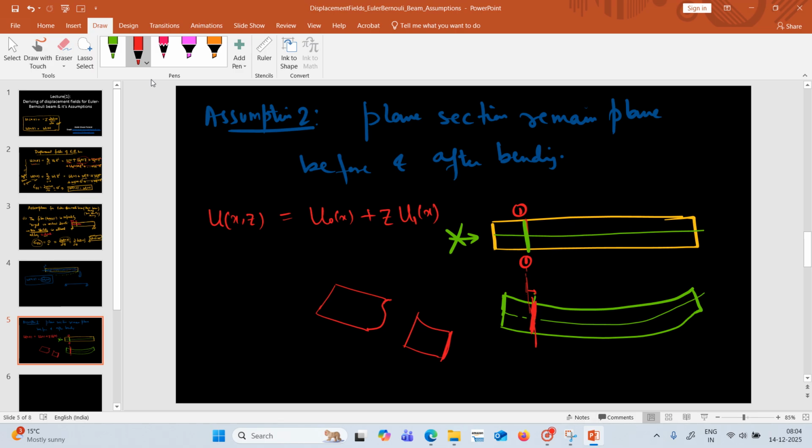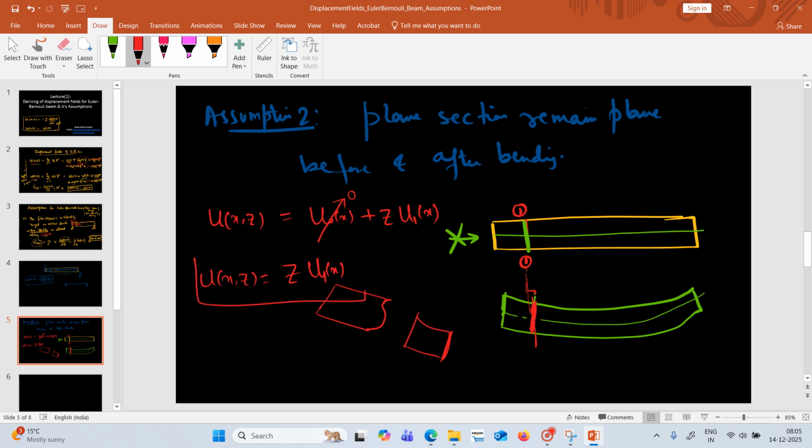Right now we are concluding that there is no axial load applied, so there would not be rigid body movements. So we are eliminating u naught of x as 0. So finally u of x comma z is equal to z times u1 of x.